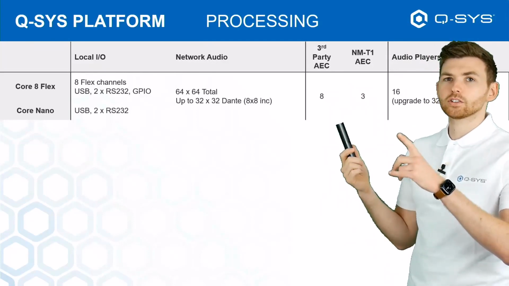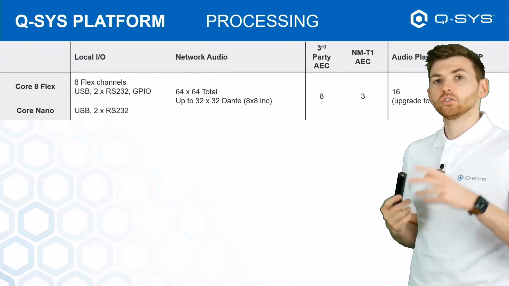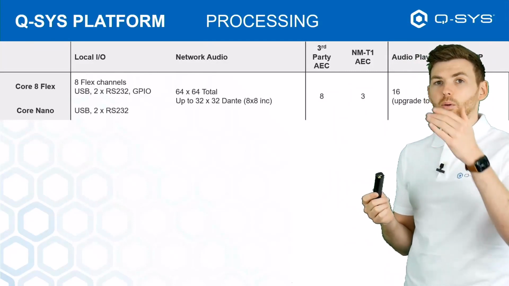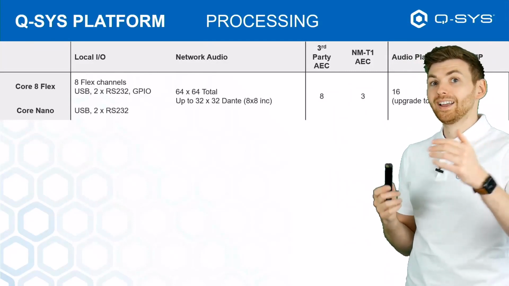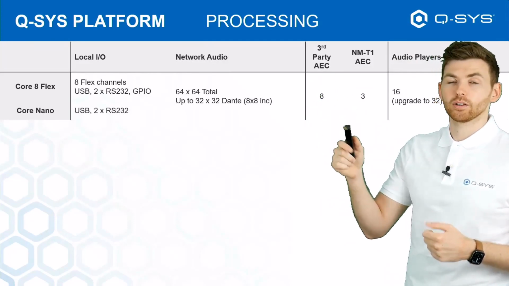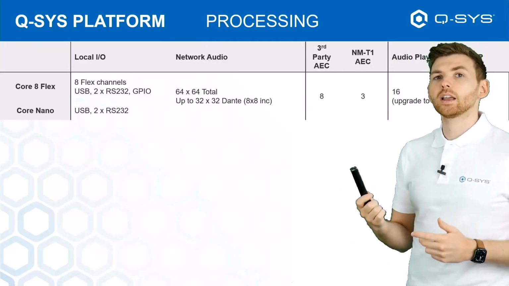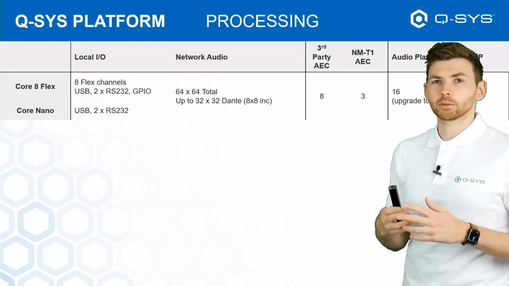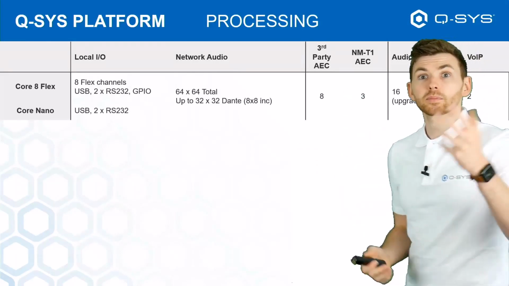I'm not going to go into how that all shakes out here. Do go onto the NMT1 product page where you can actually say how many mics you've got and what core you've got. And it's going to tell you how many third-party AEC channels you have left over. The key thing we need to know is that the AEC and all of that is a bit more efficient using the first party mic, because obviously we're controlling the processing end to end.